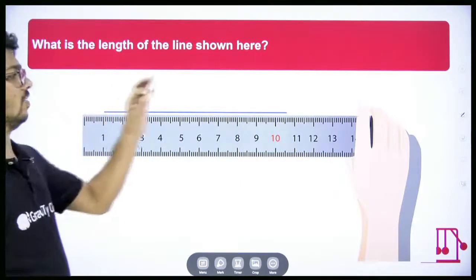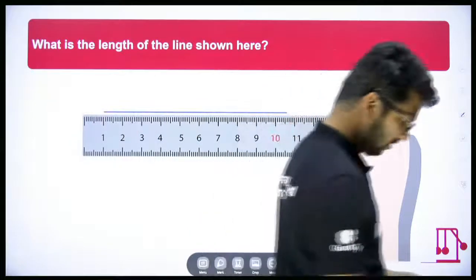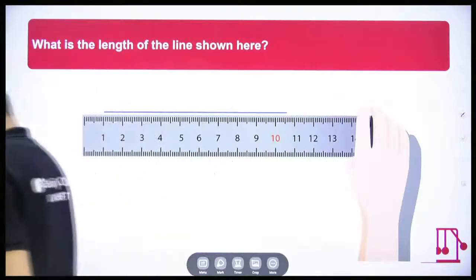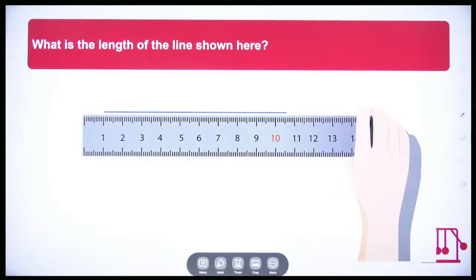So a simple question for you. What is the length of the line shown here? Please solve it, everyone. Solve it. Look at the readings at both the ends. Note down the readings at both the ends. Then you subtract them. That's it. Very simple method. So what is the answer, everyone?